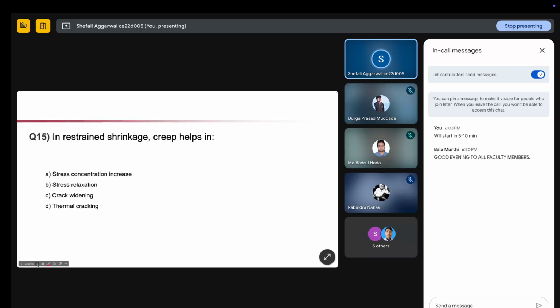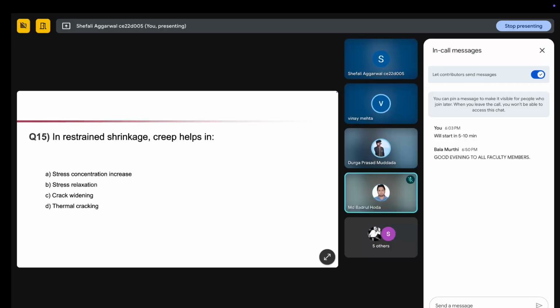In restraint shrinkage, creep helps in stress concentration increases, stress relaxation, crack widening or thermal cracking? B, correct. In case of restraint shrinkage, when we are restraining the sides or any side, due to creep or due to loading, it will help in stress relaxation of your system.